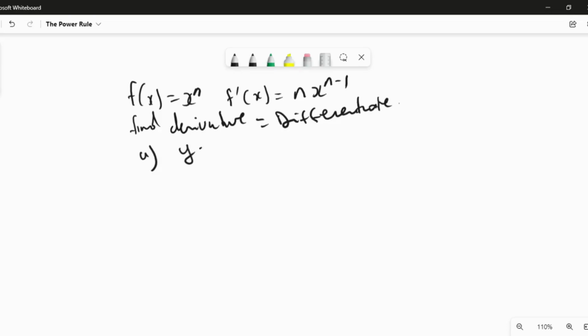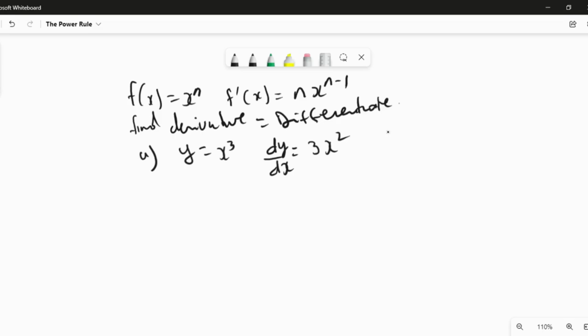So, let's see some questions here. Let y equal x cubed. To find the derivative of y equal to x cubed, we just use the power rule. Now it's easy. dy/dx is 3, the exponent, comes in front: 3x to the power 2. It's done. We don't use first principles. We use first principles only if we are asked to use that. If not, we never use it.